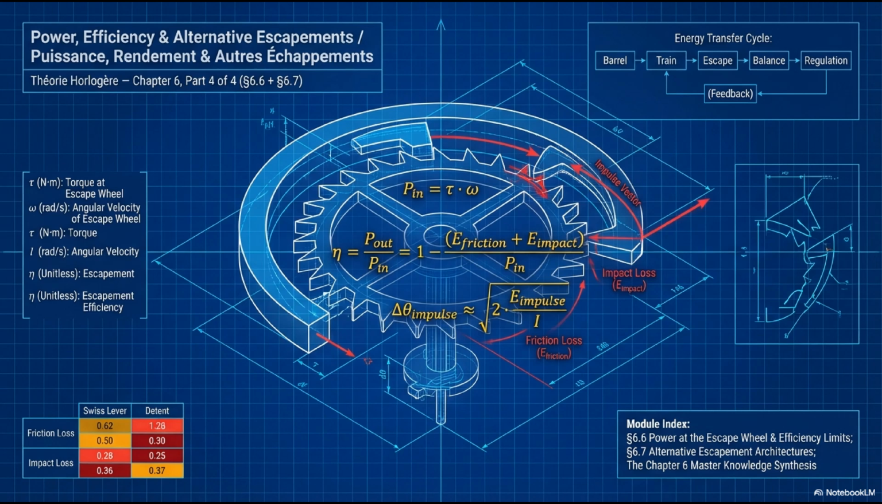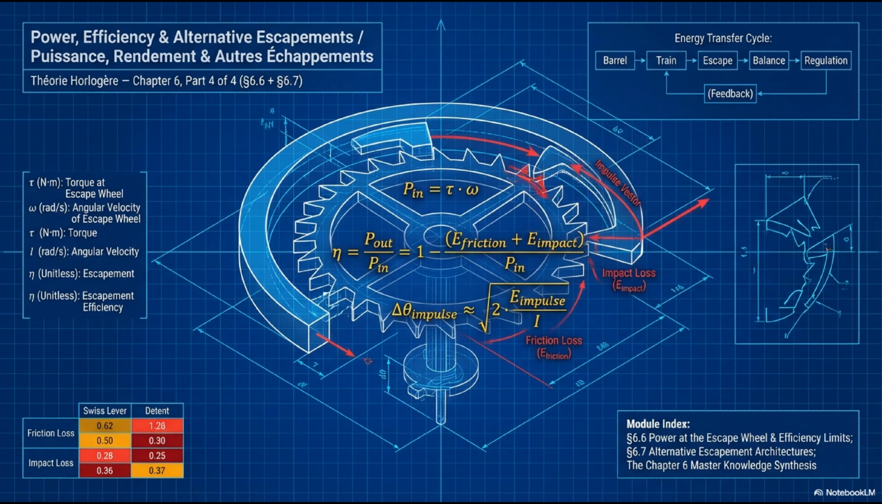by Pin. The energy transfer chain at the top right: barrel, train, escape wheel, balance, regulation, and a feedback loop showing that the regulation output governs the timing of the distribution input. The escapement is in this feedback loop. It's both the output valve and the input controller. The loss comparison table in the lower left compares friction loss and impact loss between the Swiss lever and the detent escapement. The numbers tell a story.